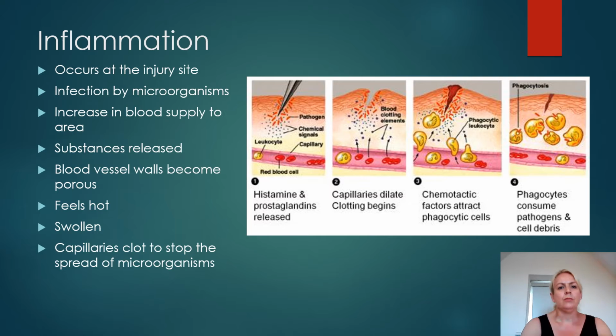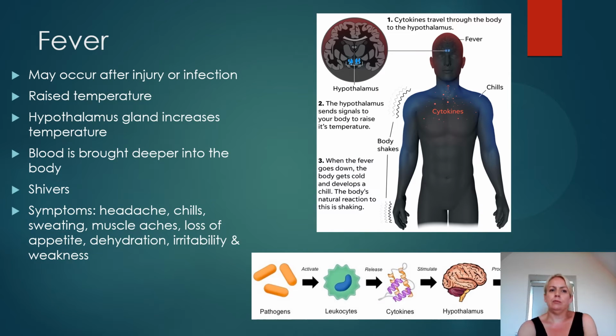A fever occurs perhaps after an injury or an infection. It causes a raised temperature. The hypothalamus gland increases the temperature of the body in order to get rid of the pathogen in your system. So the blood is brought deeper into the body to keep it warmer. The body can shiver, and you may have symptoms such as headaches, chills, sweating, muscle aches, loss of appetite, dehydration, irritability and weakness.